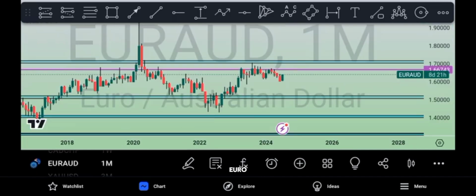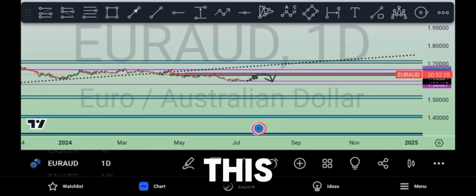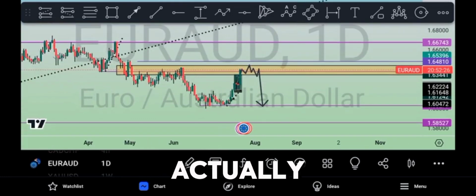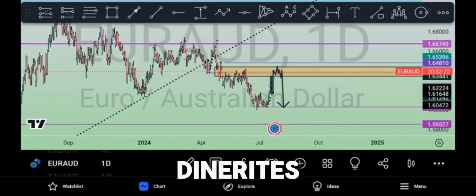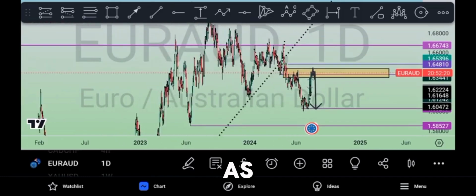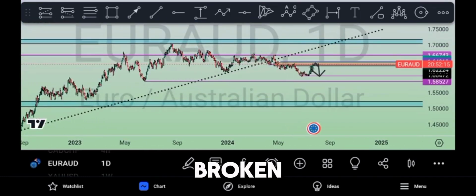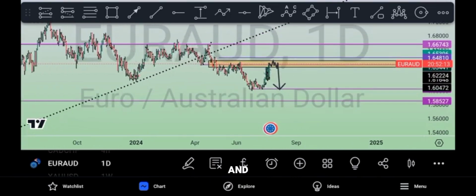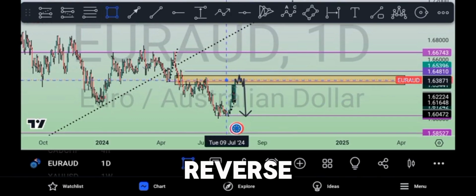Now let's go to Euro AUD. This is one pair I have actually traded for a couple of times. As you can clearly see, this market was on an uptrend. It has broken out of the uptrend, and I expect the market to reverse from this level.